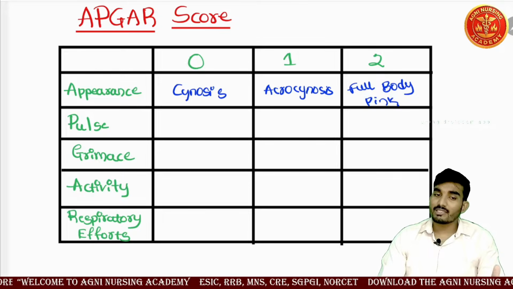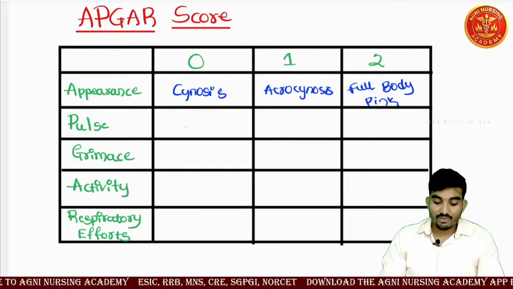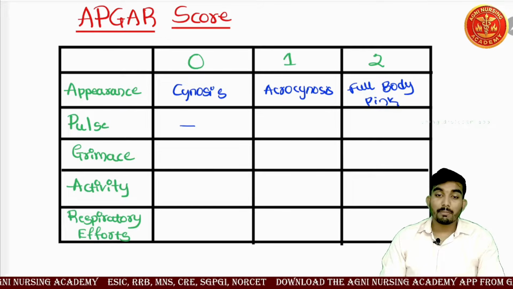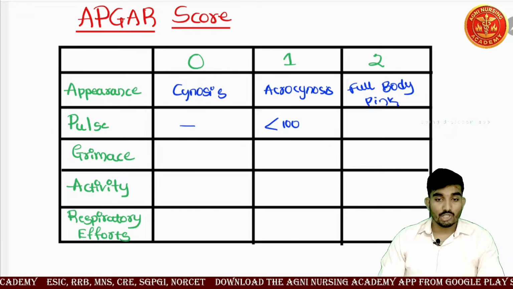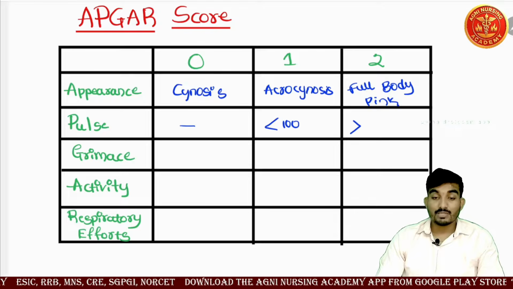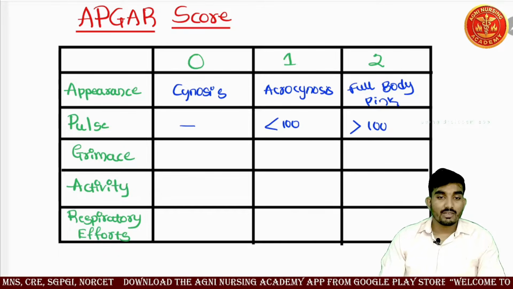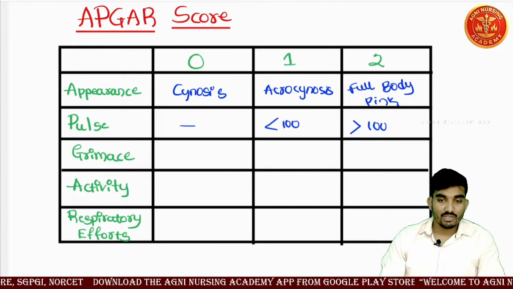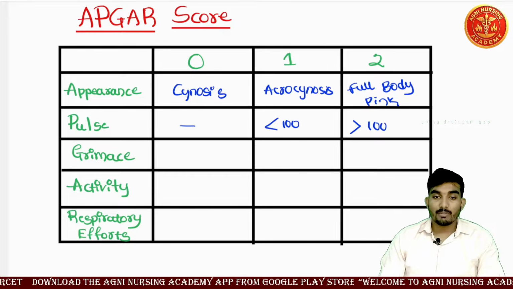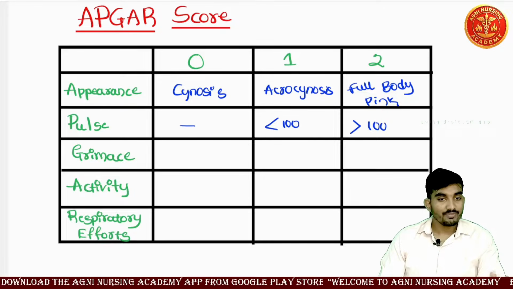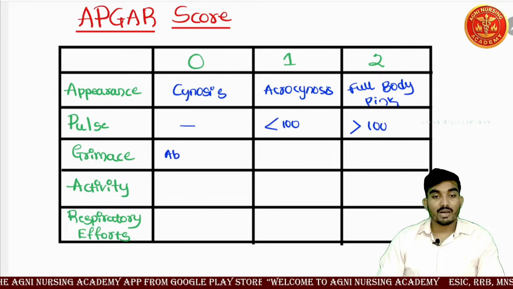Second, we assess the pulse. If the pulse is not present, we give a score of 0. If the pulse is less than 100, we give a score of 1. If the pulse is more than 100, we give a score of 2. Then we give stimulation to the child and assess the reflex response. If the child does not respond to the stimuli, we consider that an absent response.